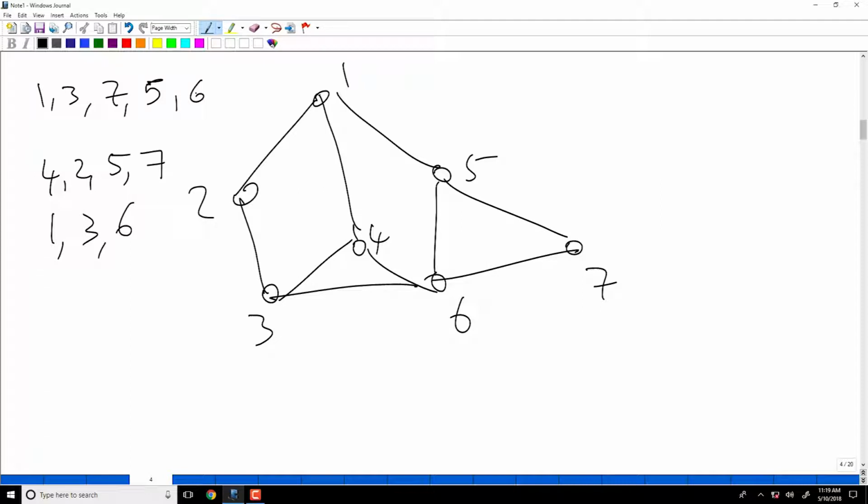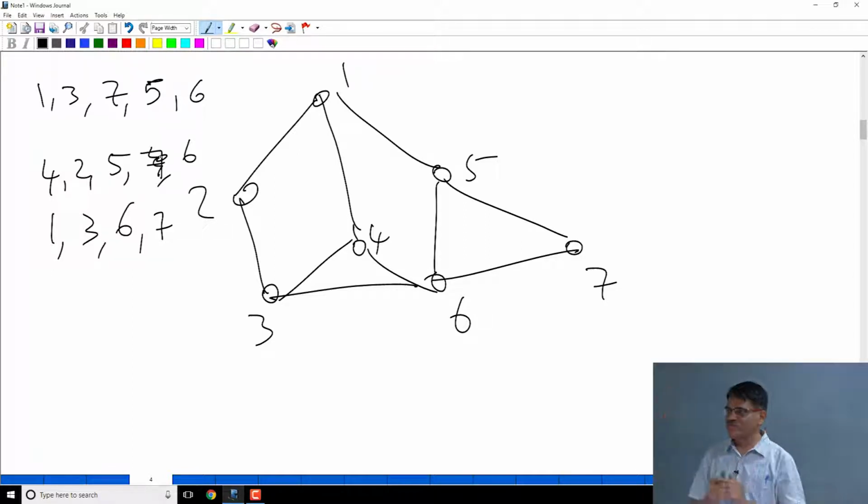Let us say, is 4257 a vertex cover? Because the 3, 6 edge is not covered. 1367? 4256 might work. Okay, you don't need 7. You can see that even for such a small graph, it is not so easy to figure out what is the minimum vertex cover.